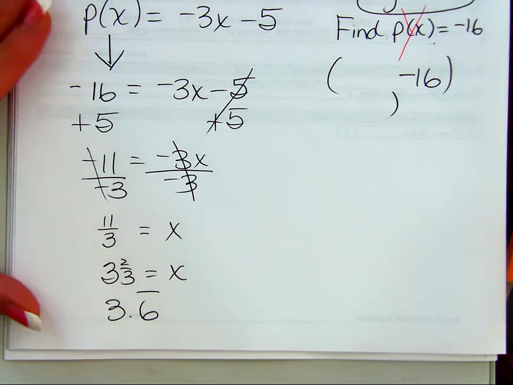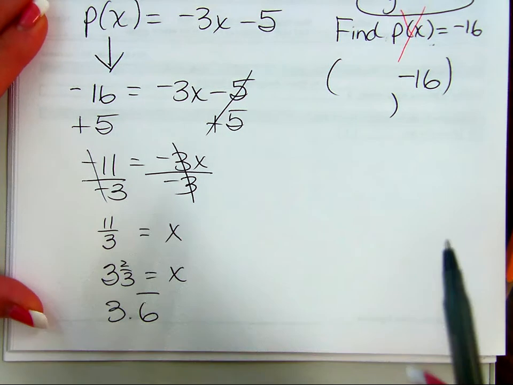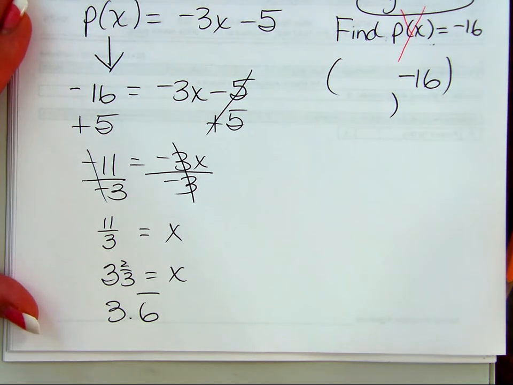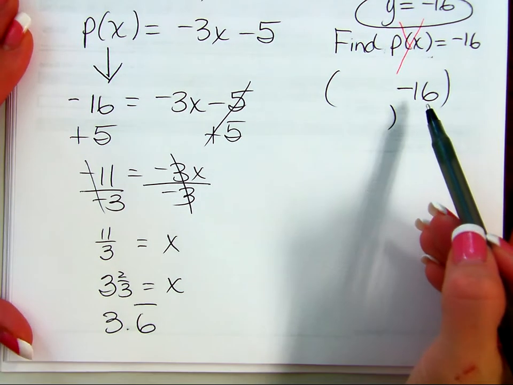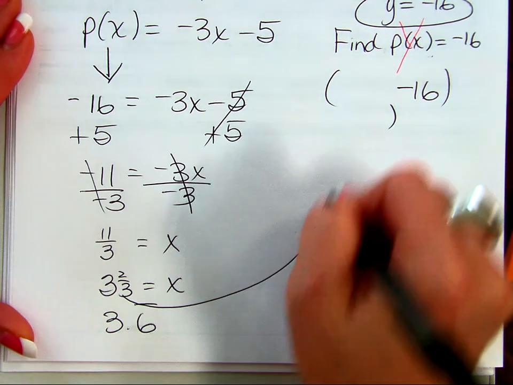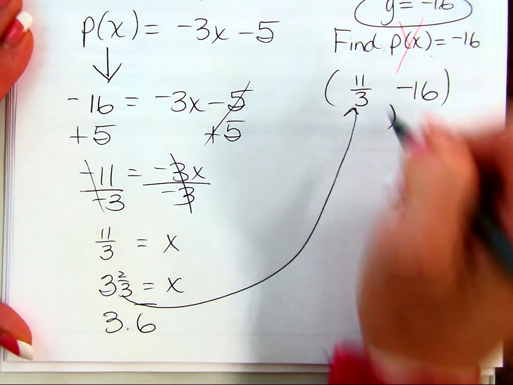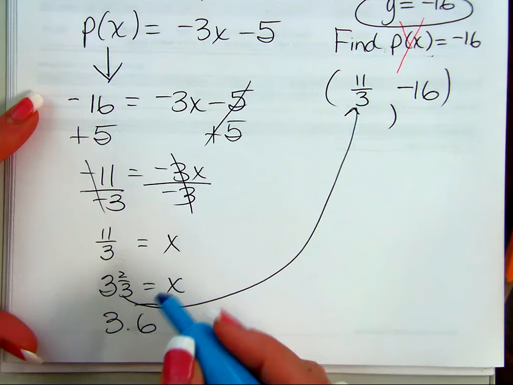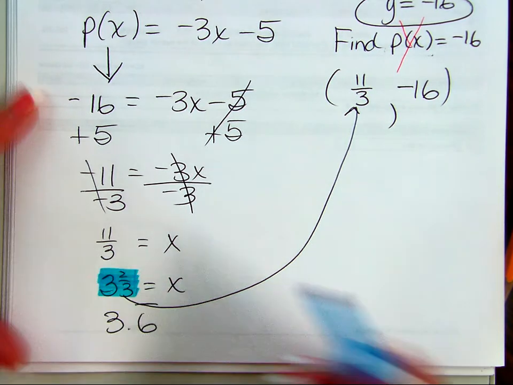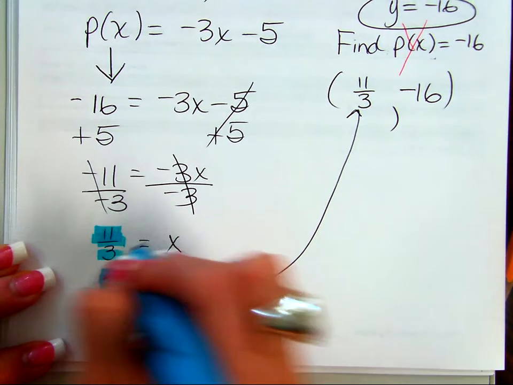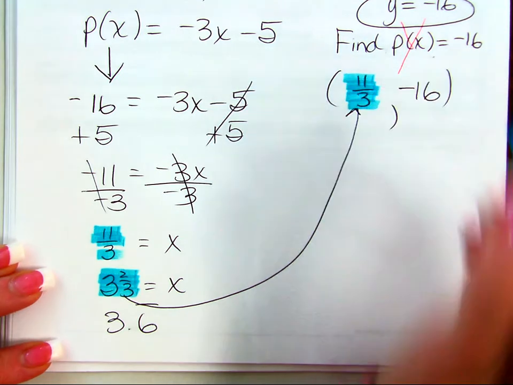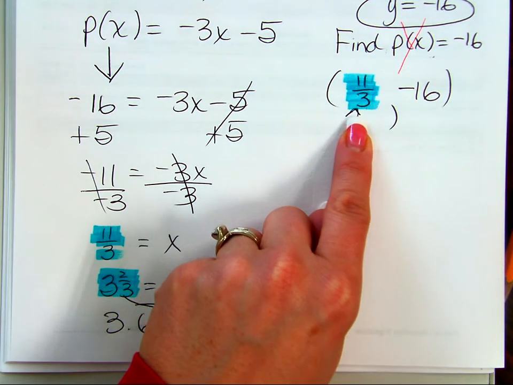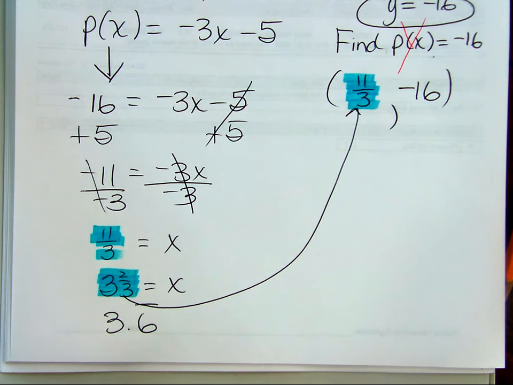So now, what does this mean? It means that, you're going to have to get used to hearing me say this, when P of X is negative 16, X is 11/3, right? So the answer key is going to look like this. I'm going to have the 3 2/3 or 11/3 or whatever you choose. And then in the ordered pair, I'm going to have that highlighted for you to look at. I sent it to you in the text with the Remind so you can check your answers as you go.